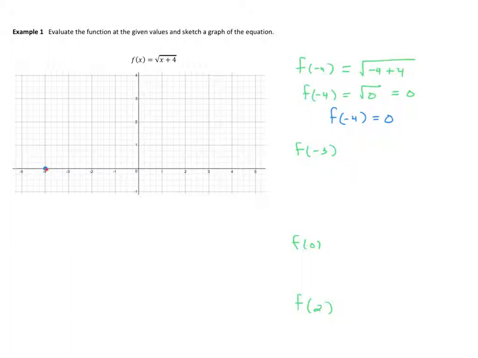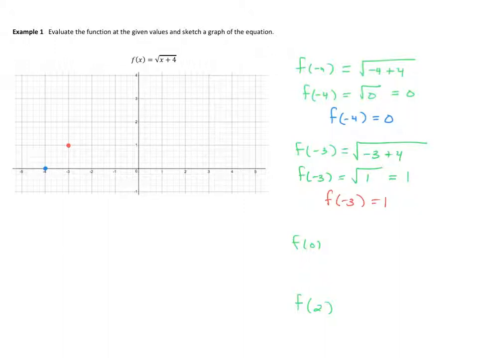All right, I see what is happening at -4. I want to check out what's happening at -3. So I'm going to compute this value here. For this one, that's the square root of -3 plus 4. So f of -3 is the square root of 1, which is just 1, and therefore f of -3 is equal to 1. So that's this point here.